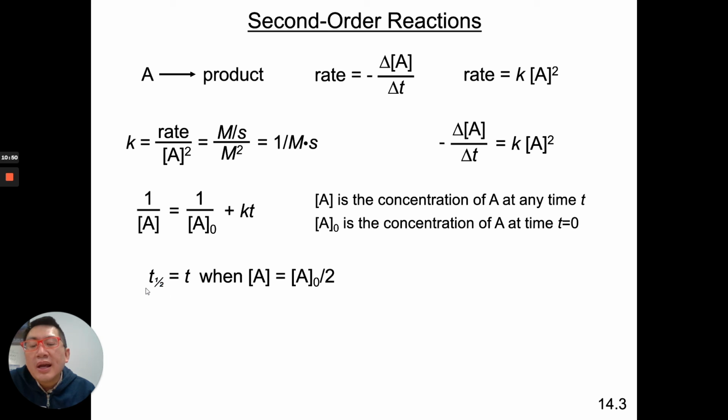And again, reminder, half-life is when you have half the original amount. So if I plug in A is equal to half A naught and solve for T, it's already done algebraically. Half-life is 1 over K times A naught. Okay, so that's the equation for second order reactions.